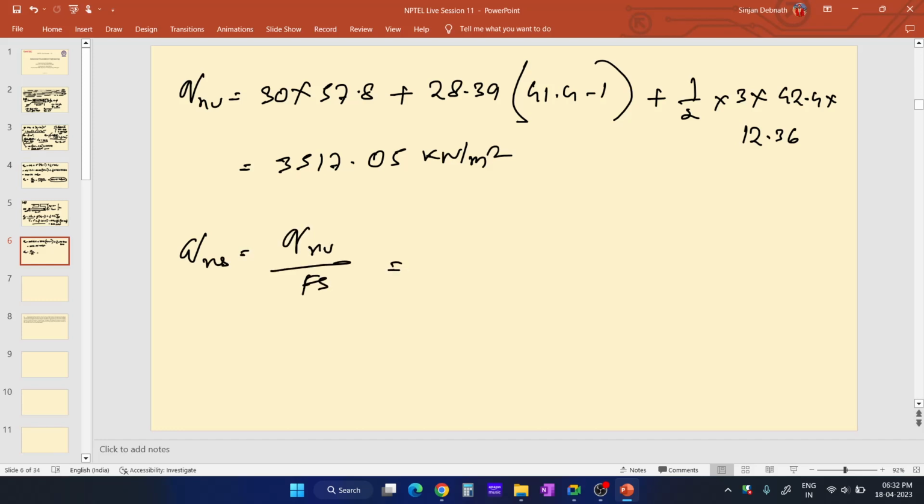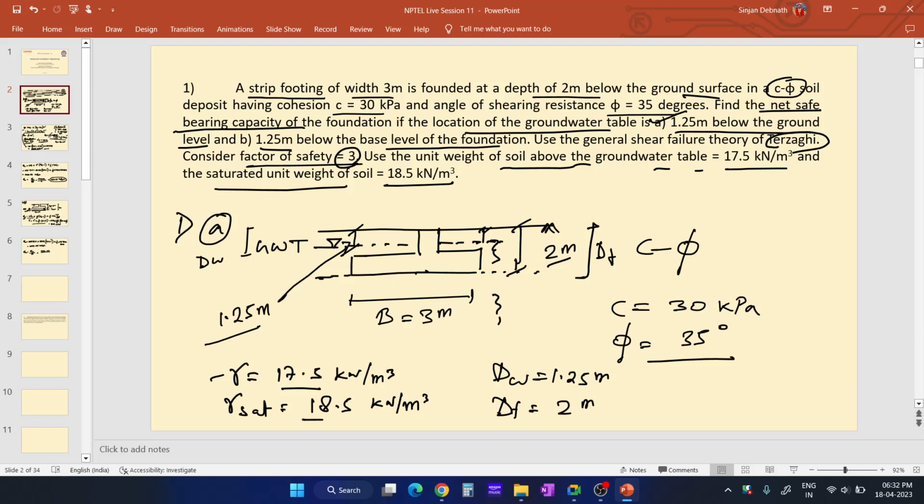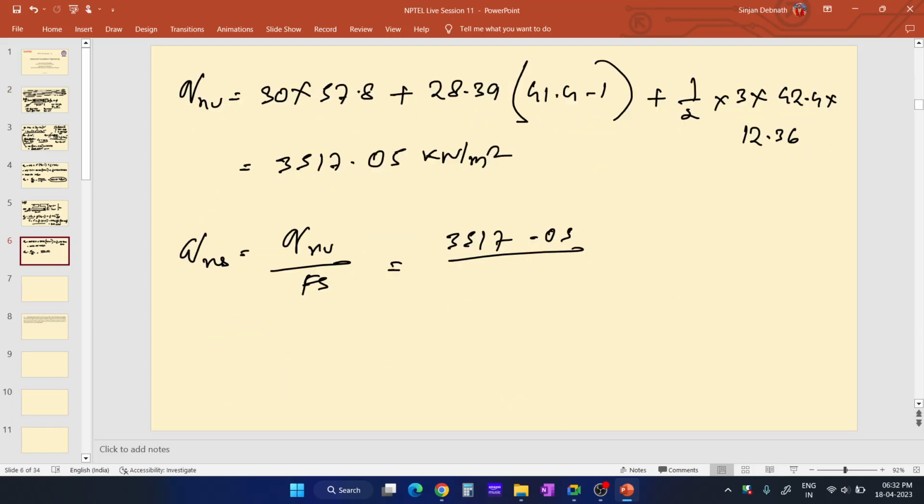Okay, so it is 3517.05 by factor of safety. How much is it? It is 3. Okay, so if we divide this by 3, we will get the value of QNS. So it comes to around 1172.35 kilonewton per meter square. Okay, so this is the answer.